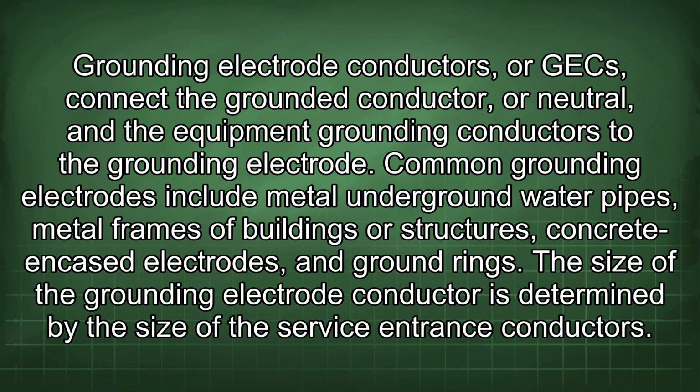Grounding electrode conductors, or GECs, connect the grounded conductor, or neutral, and the equipment grounding conductors to the grounding electrode. Common grounding electrodes include metal underground water pipes, metal frames of buildings or structures, concrete encased electrodes, and ground rings. The size of the grounding electrode conductor is determined by the size of the service entrance conductors.